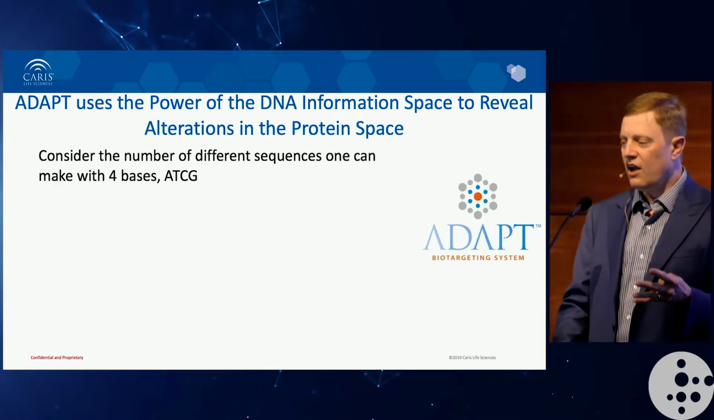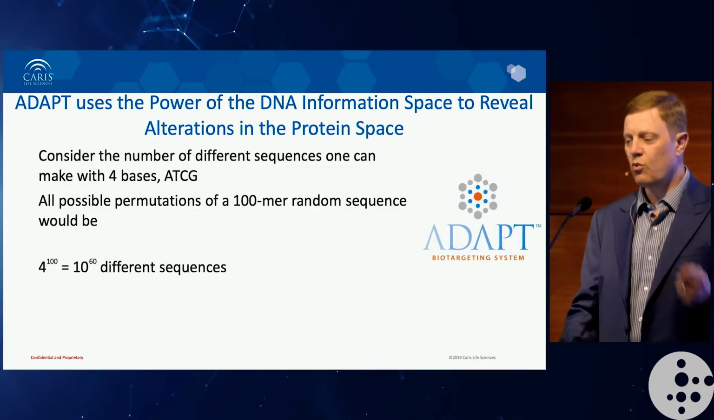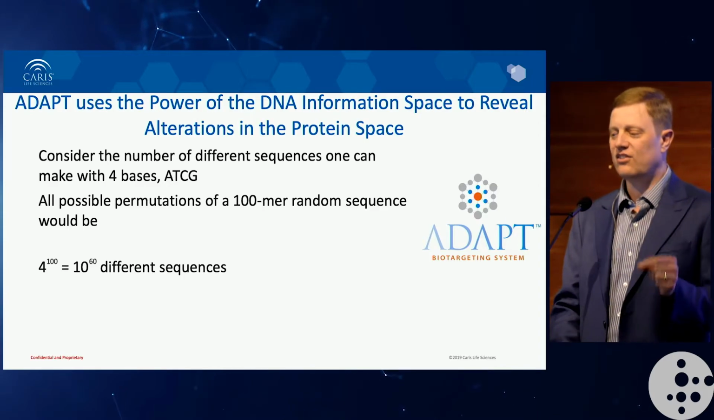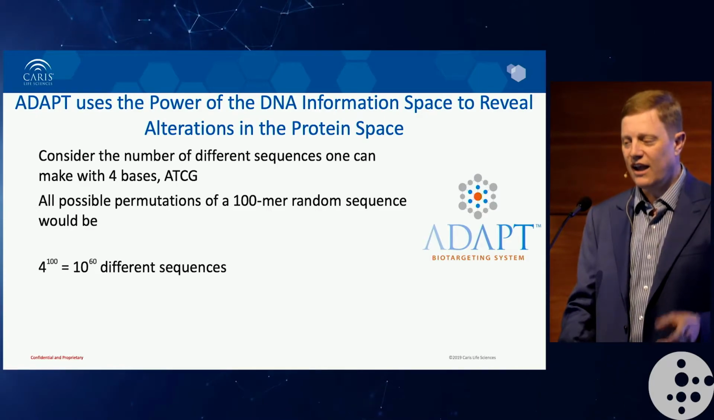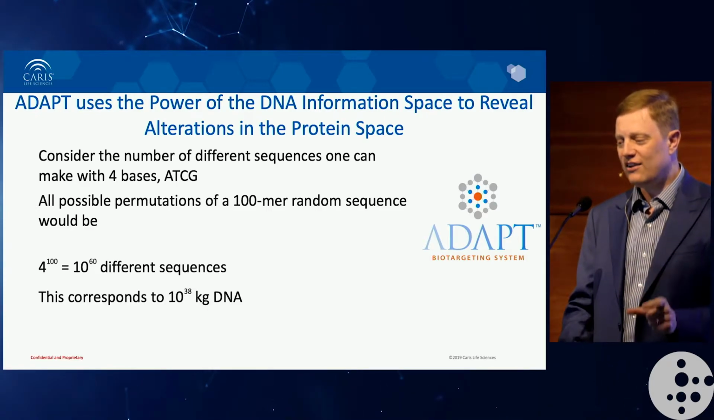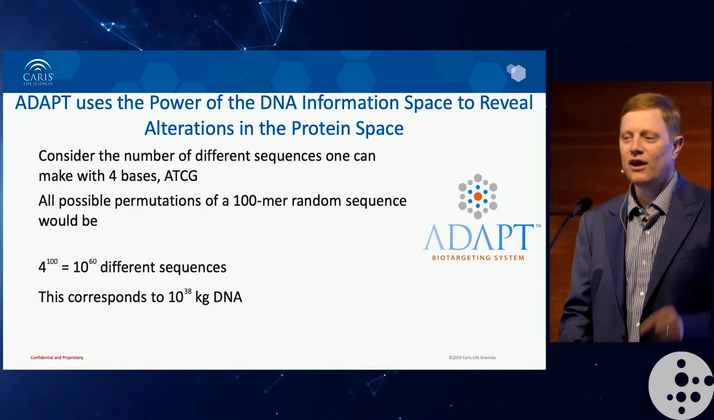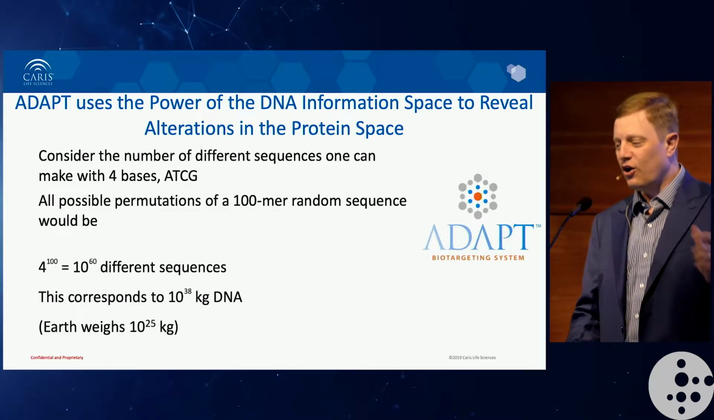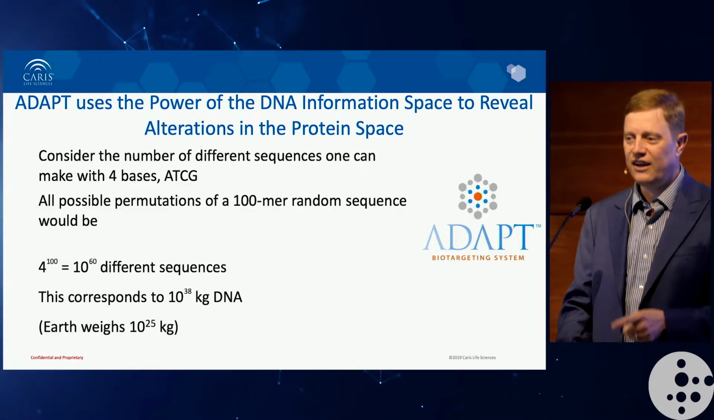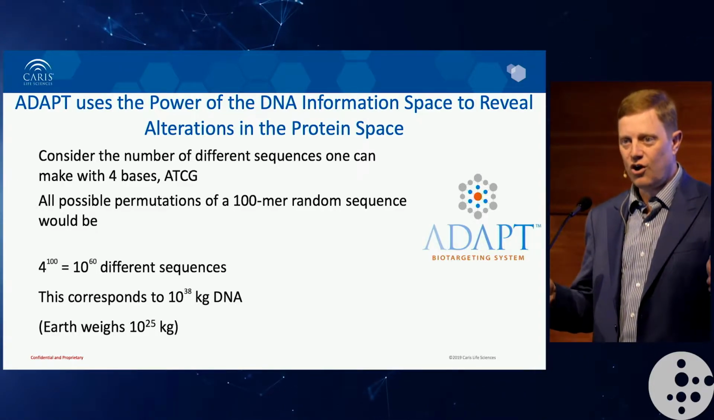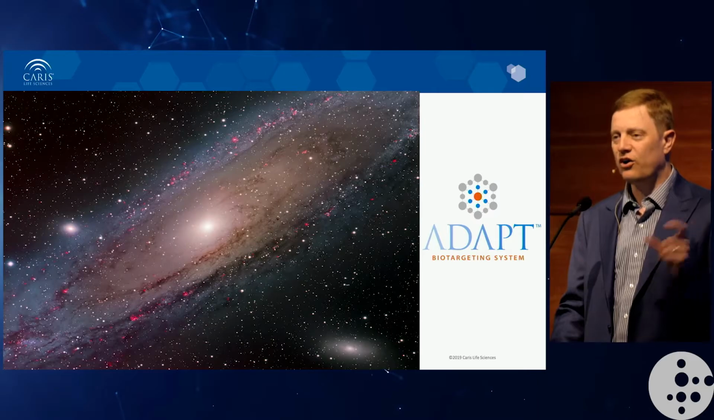So with 4 bases, if we wanted to make all possible 100-mer random sequences, that would be 4 to the 100th power, or in base 10, that's 10 to the 60th different sequences. So if we were to synthesize just 1 copy of each of those and add up all the mass, that mass is about 10 to the 38th kilograms of DNA. So that's a really, really big number. To put that into context for you, Earth only weighs 10 to the 25th kilograms. So we're talking about 1 copy of each DNA sequence that's 100 bases long weighs more than the entire Earth itself. In fact, that mass is equivalent to about our entire galaxy.